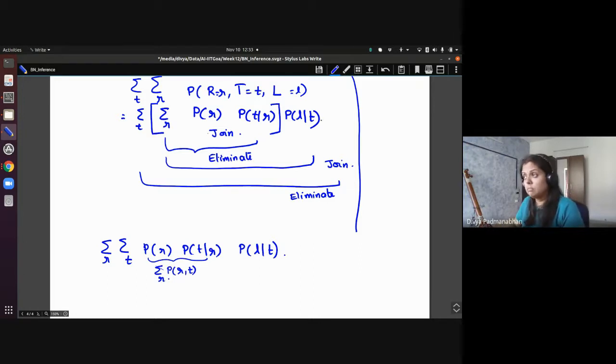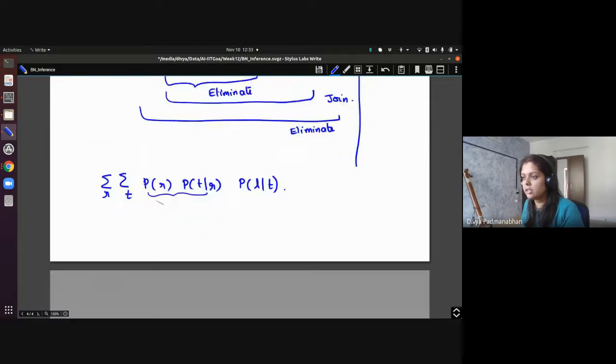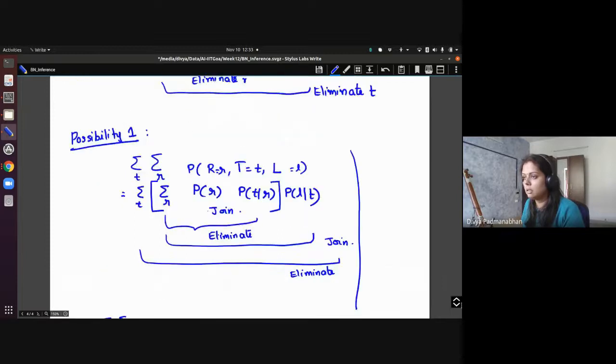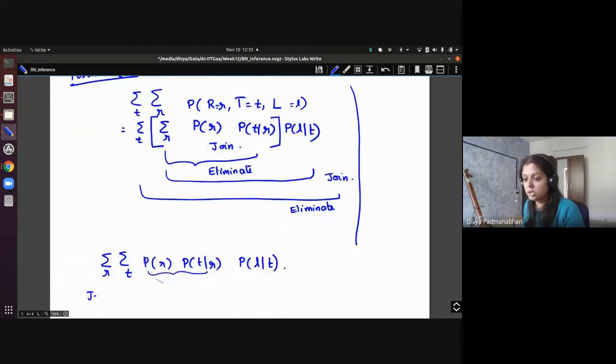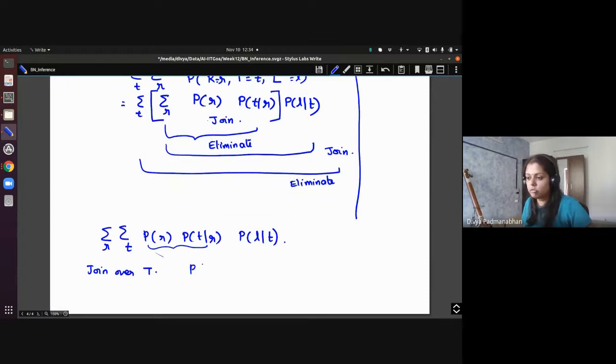Now, there's possibly another way. You can maybe try to do a join over these two tables first, right? You can do a join over T. So maybe join over T first. We always did a join over R. Instead of that, you could do a join over T. So that means joining P of T given R and P of L given T. So this is also another possibility.